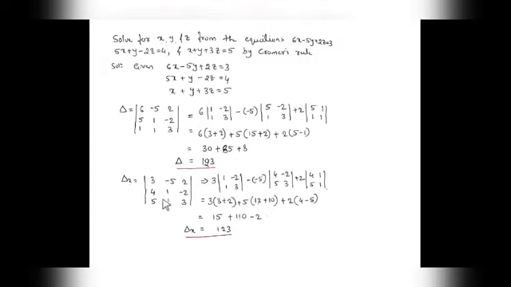Delta x means we should not take the coefficients of x, but in the place of coefficients of x we have to write the constant values, that is 3, 4, 5, and remaining y coefficients and z coefficients as it is. Again we have to expand this determinant along the first row. We will do that. 3 into minor of 3, minus 5 into minor of minus 5 and plus 2 into minor of plus 2.